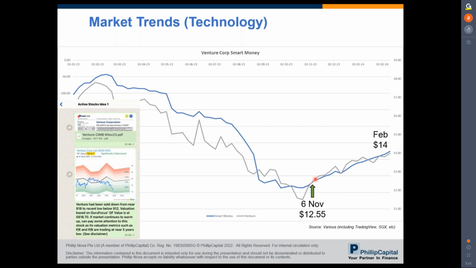So when do you decide to sell? Week by week, as we study the smart money chart, as long as the smart money stays committed or keeps on buying, keeps on accumulating the stock, then I will keep on holding on.